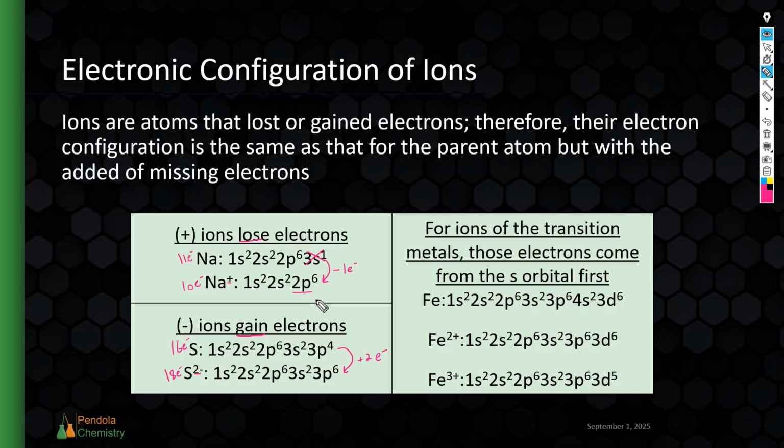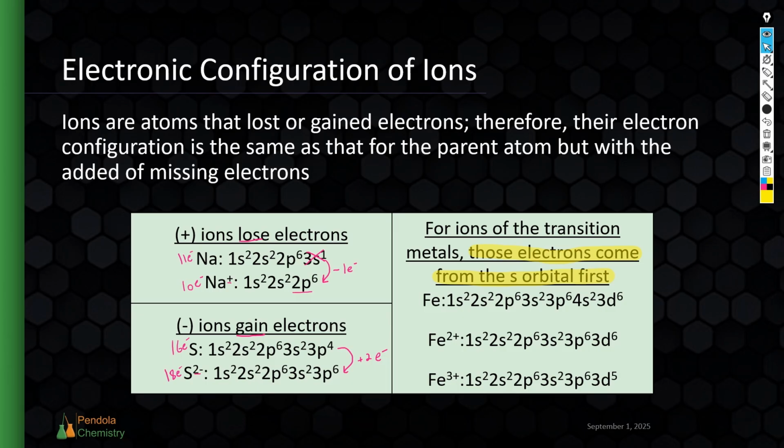Now our last sublevel becomes 2p6, which is already fully filled. And this is going to be most representative elements. Now for the transition metals, that might be a little different. One of the things we need to keep track of with the transition metals is that when transition metals lose electrons, those electrons come from the s orbital first. Meaning that we're going to lose s electrons first before we lose the d electrons from the d sublevel.